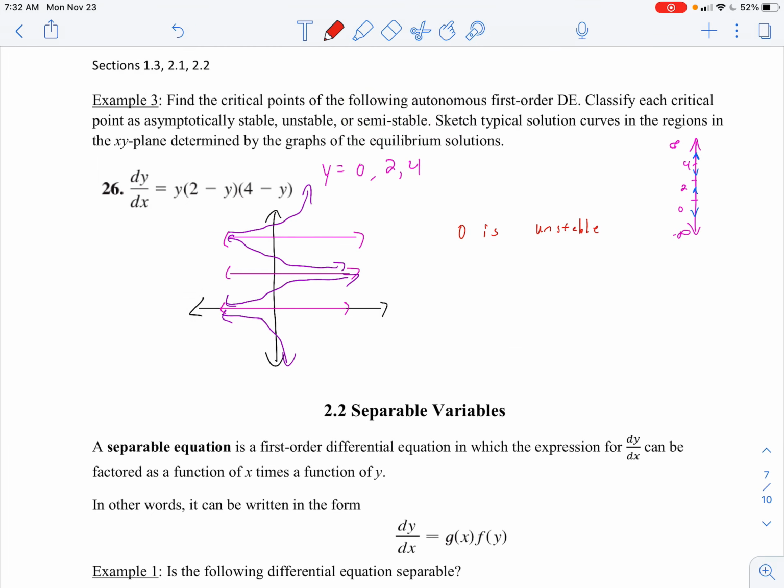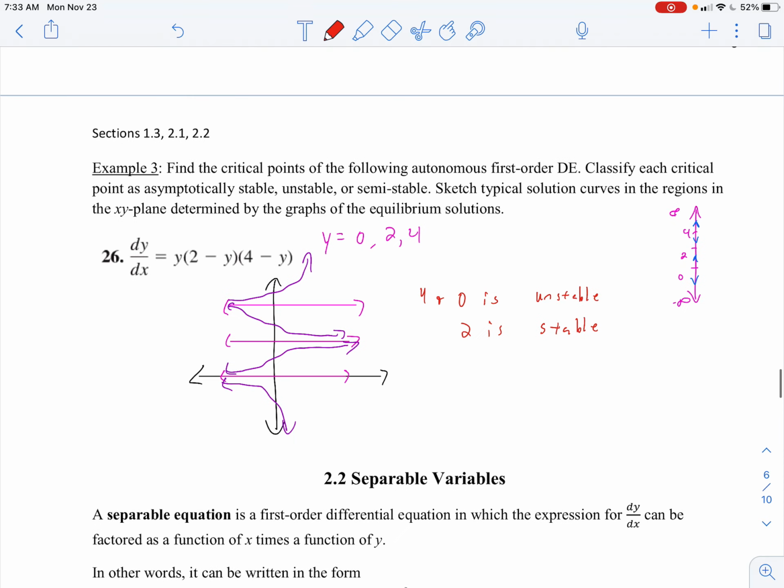Our next one is 2. It looks like they're tending towards 2, so that one is going to be stable. And then 4 is unstable because they both tend to go away from 4 as well. And so no semi-stable ones. And that's it. Again, if you have any questions, come back to see me.